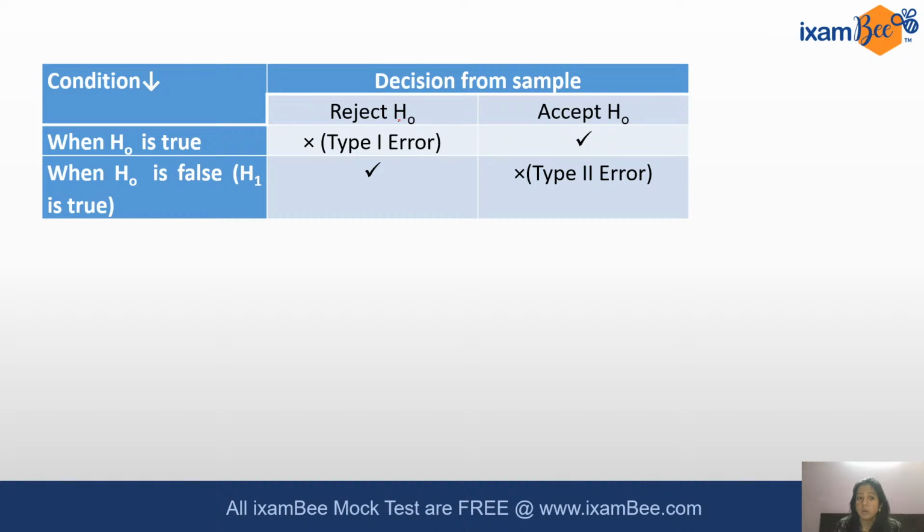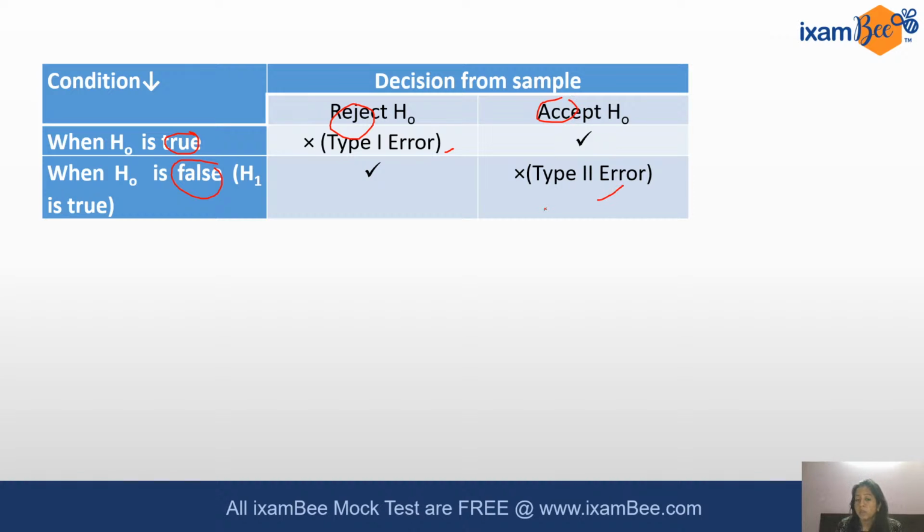Now what happens here is, if the null hypothesis is true and we are accepting the null hypothesis, then it is not a problematic situation, and if we are rejecting a false hypothesis, then also it is not a problem. But what happens when the hypothesis is true and we are rejecting it? It is actually a type 1 error, and if a false hypothesis is there and we are accepting it, then it is a type 2 error.